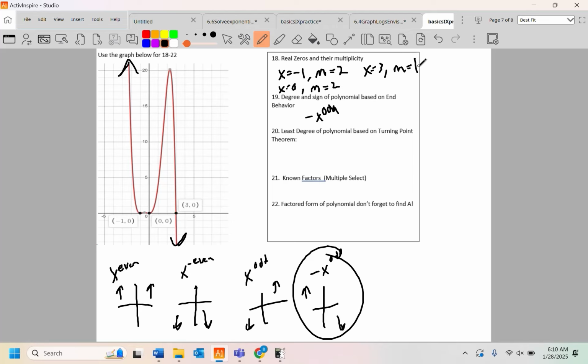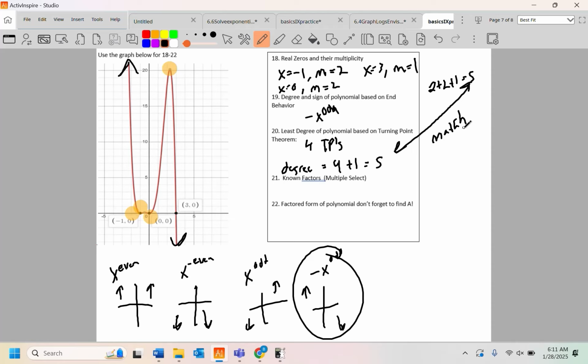Least degree of the polynomial based on the turning point theorem. These are kind of small. 1, 2, because notice it goes from up to down, 2, 3, 4. She has 4 turning points. So 4 TPs. So the degree is 4 plus 1, which is 5. We add 1 to the number of turning points. By the way, 2, 4, 5. Look at that. 2 plus 2 plus 1 equals 5. Notice how they match. Do you see that? They match. Who'd have thunk?